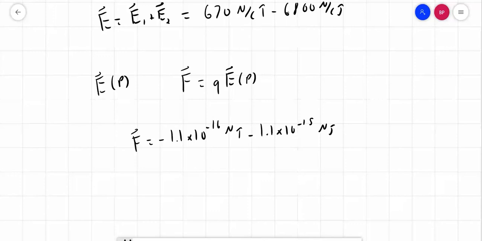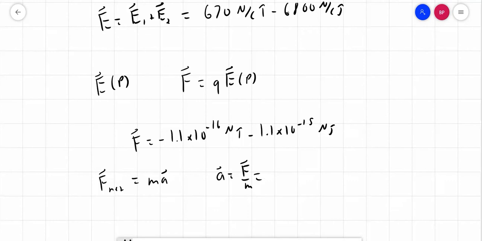Okay, now we also want to know the acceleration. Well, the net force on an object, as far as we know, this is the only force on the electron. So our force is equal to mass times acceleration. So the acceleration is the force divided by the mass. So you just take this vector and divide by the mass of an electron.